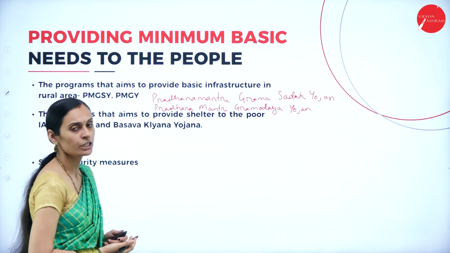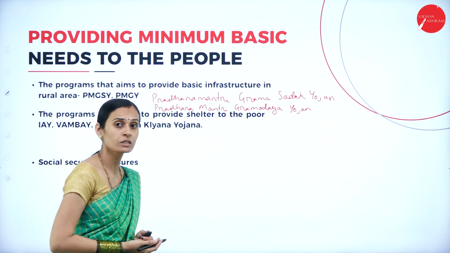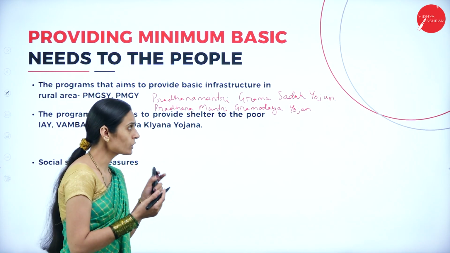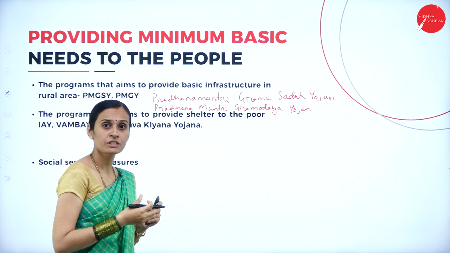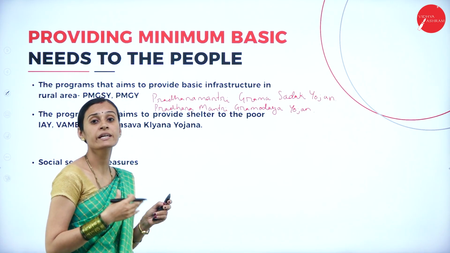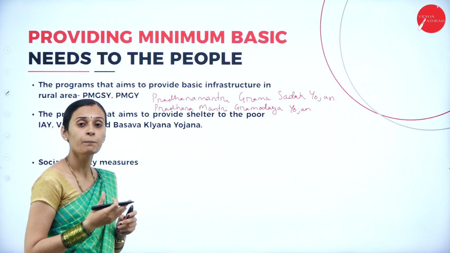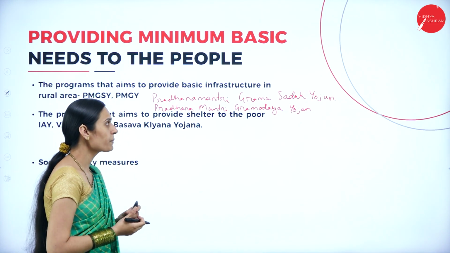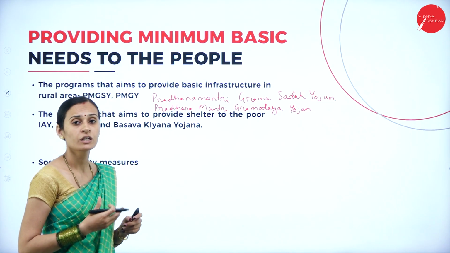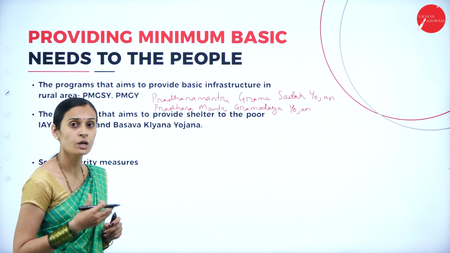Pradhana Mantri Grama Sadak Yojana launched in December 2000, and the particular program aims to construct or just get the connectivity in rural areas, particularly hill stations and backward areas and tribal areas. Okay, and the second one, Pradhana Mantri Gramodaya Yojana, which started in 2000-2001.